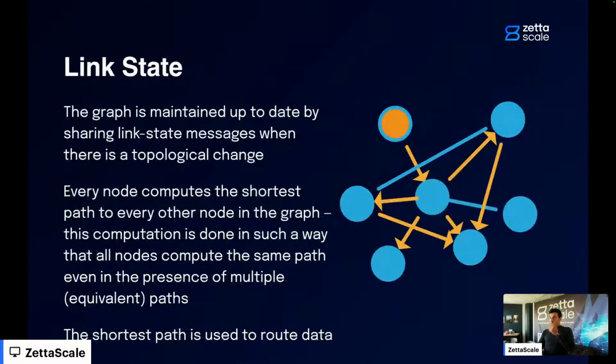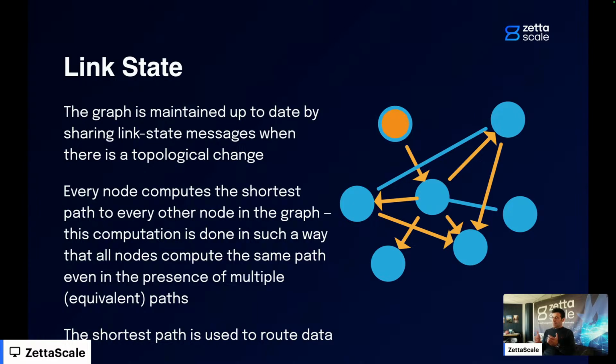So to give you an intuition of link state, the graph is maintained up to date on every element that takes part in the routing. And again, those could be peers, could be routers, although they constitute different routing domains. Okay, but within a given routing domain, all the entities that are supposed to be routing data maintain a graph, and the view of the graph, so the topology, is maintained up to date by sharing link state messages. And then these link state messages are shared each time there is a topological change.